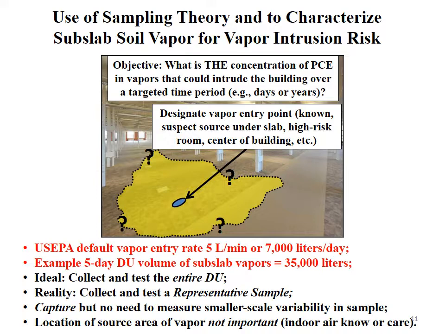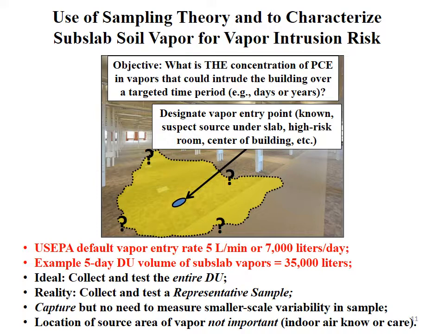In this case, what is the volume of targeted vapors that we're concerned about? The US EPA default vapor intrusion rate into buildings is 5 liters per minute. This equates to about 7,000 liters a day. So that's a really good place to start. This is the minimum volume of vapors that we really need to get data for.